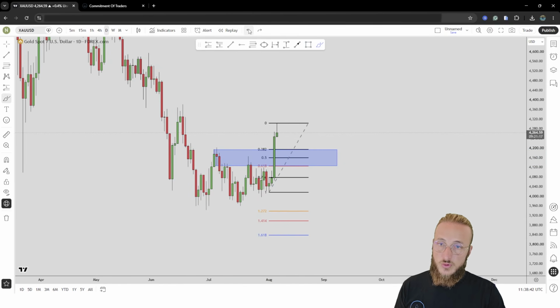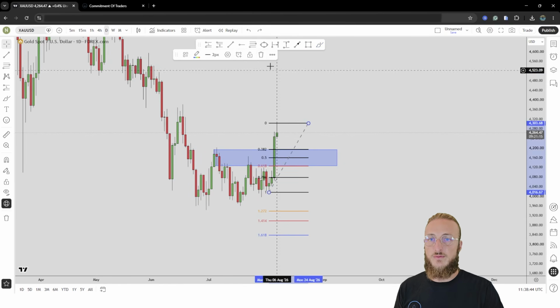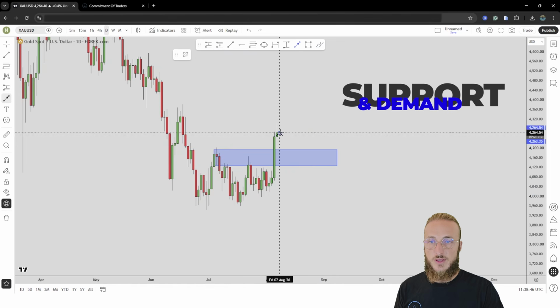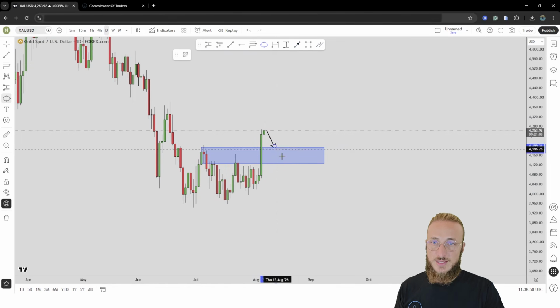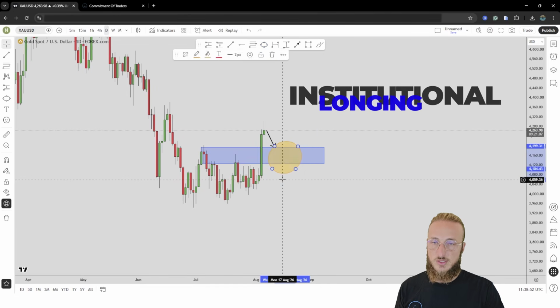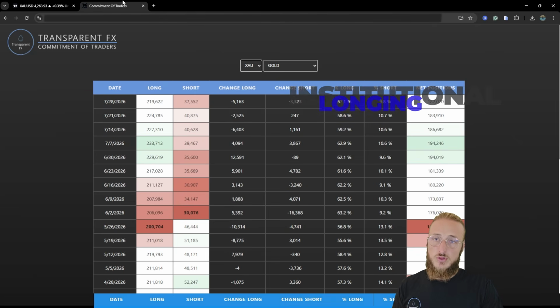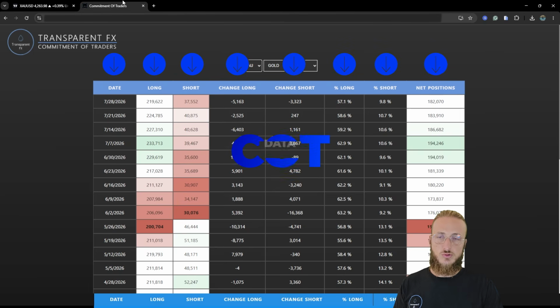Now, this of course creates confluence of demand and support at this area. So if the market will go and reach this zone, there is very good probability inside of here to see more institutional buying.